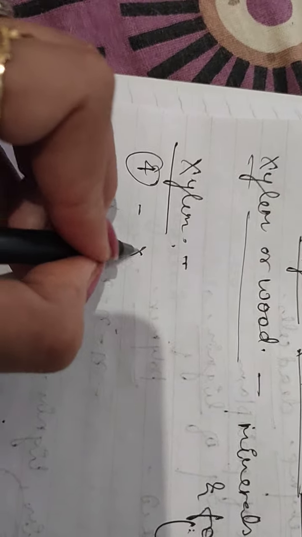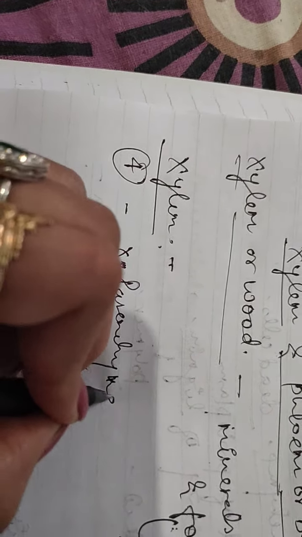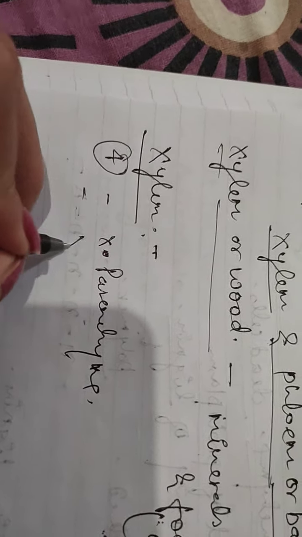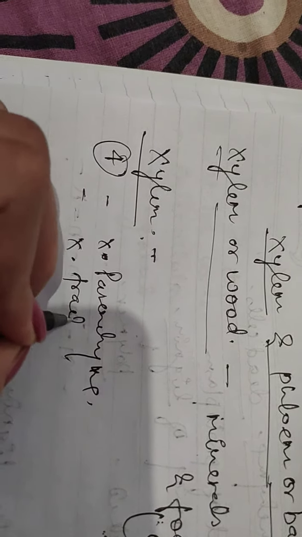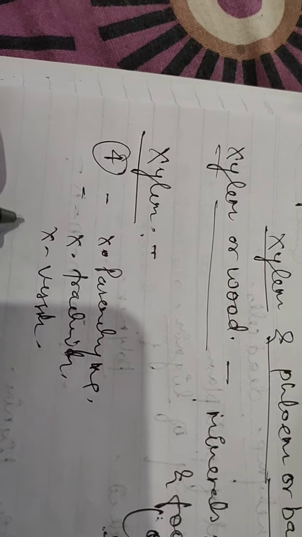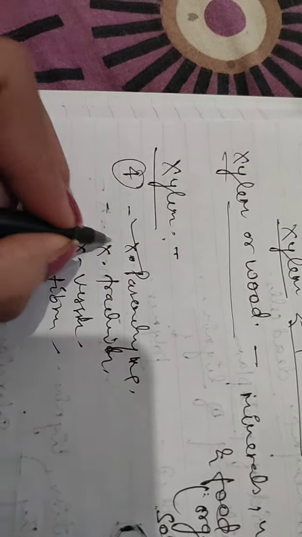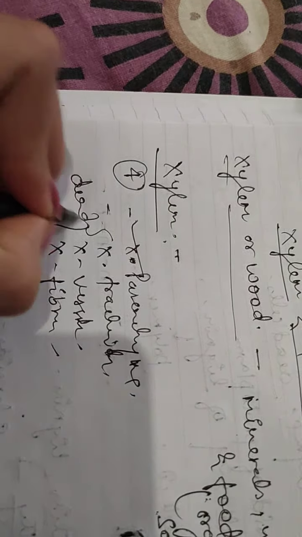So first is xylem. Xylem is again of four types: xylem parenchyma, xylem tracheids, xylem vessels and xylem fibers. Xylem parenchyma is the only living tissue in xylem, and all others are dead. Dead means they are devoid of protoplasm.